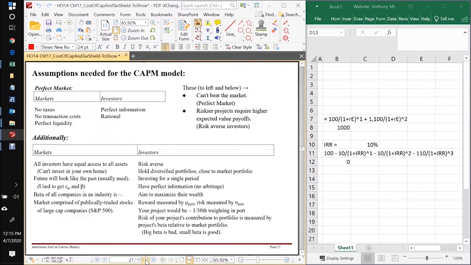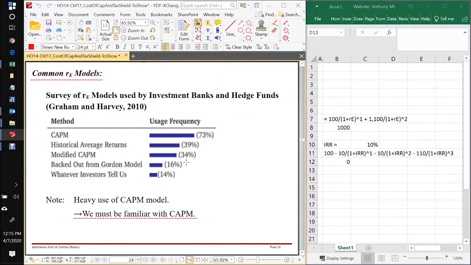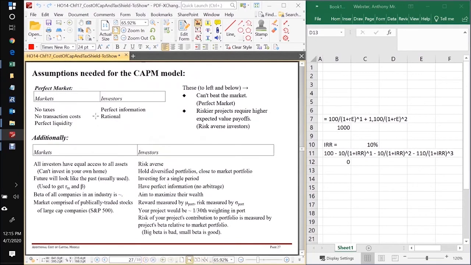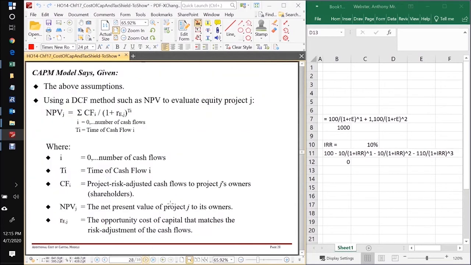So that's a fancy way of saying there's a lot of evidence saying it just doesn't work very well. Okay, so in spite of those caveats, we gotta be familiar with it just because it's used so widely. Okay, so assumptions needed for the CAPM model. Again, I don't need you to know what all these are, just need to know there's a whole bunch of required assumptions. That's all I need you to know about this page.